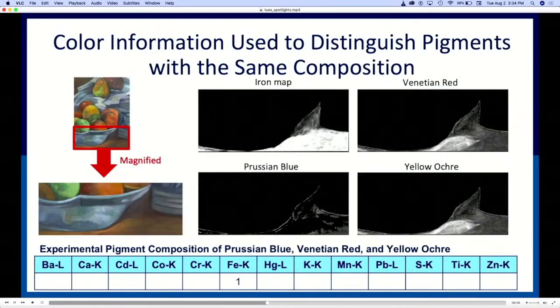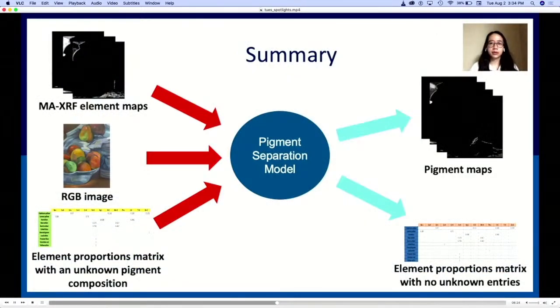Prussian blue, Venetian red, and yellow ochre have the same composition. Using color information, the algorithm catches that Venetian red and yellow ochre exist throughout the test region, while Prussian blue exists only in the purple shadows. In summary, our model can reconstruct the composition of an unknown pigment and mostly accurate pigment maps given the 3 inputs.